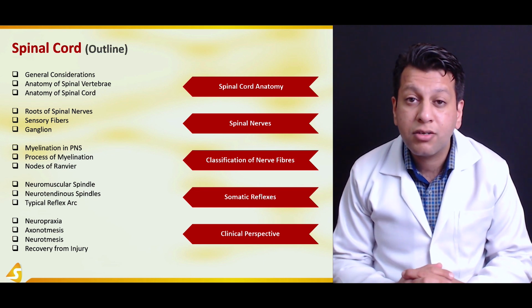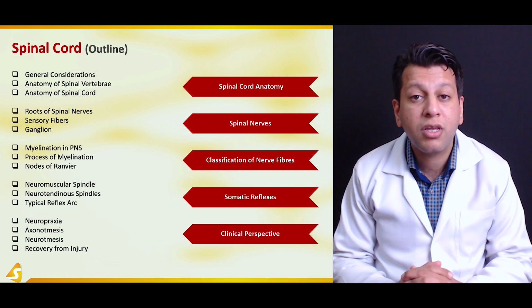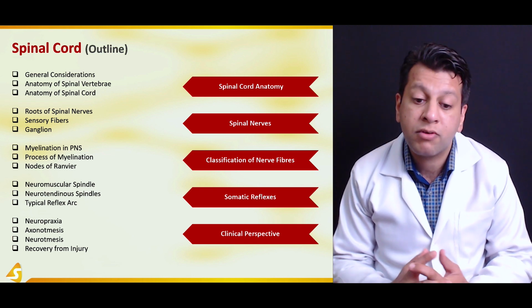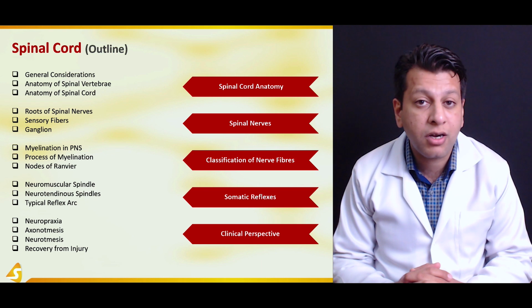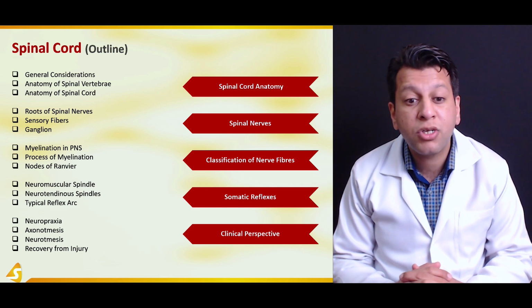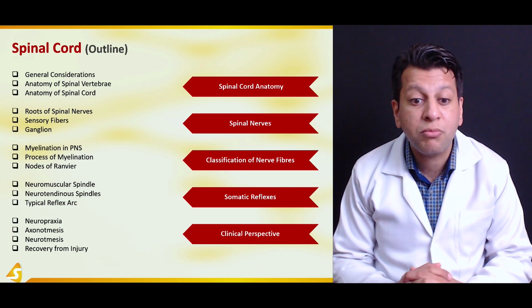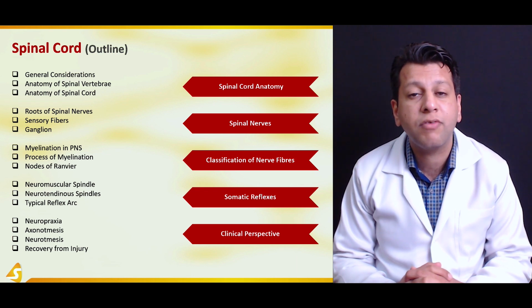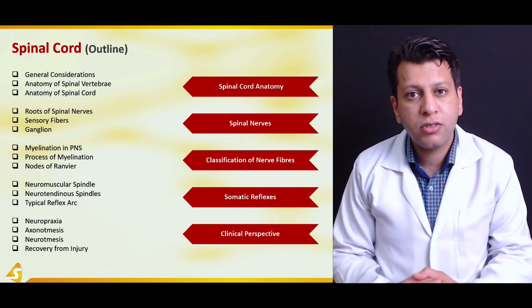In the last section of this lecture, we'll go through some clinical correlates, that is, what happens if a nerve gets cut. For example, we will go through neuropraxia, axonotmesis, and neurotmesis, and the chances of recovery from these injuries.